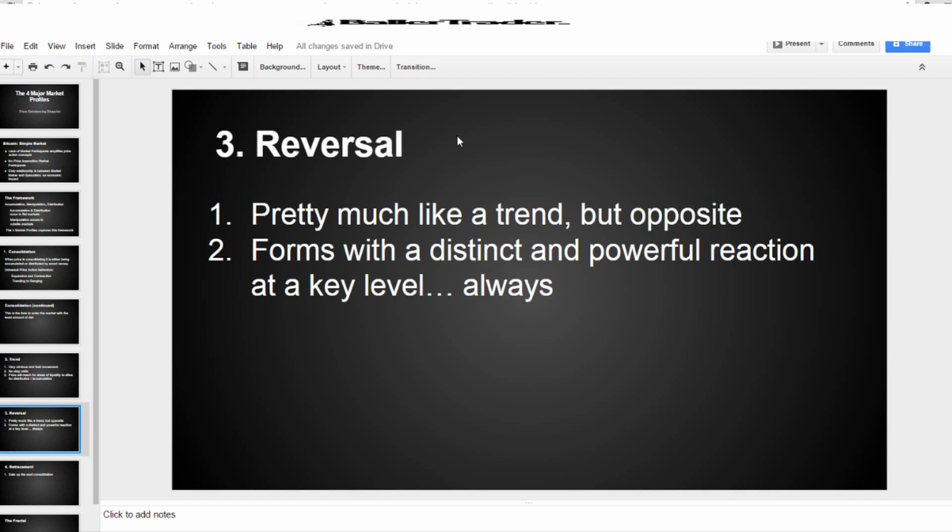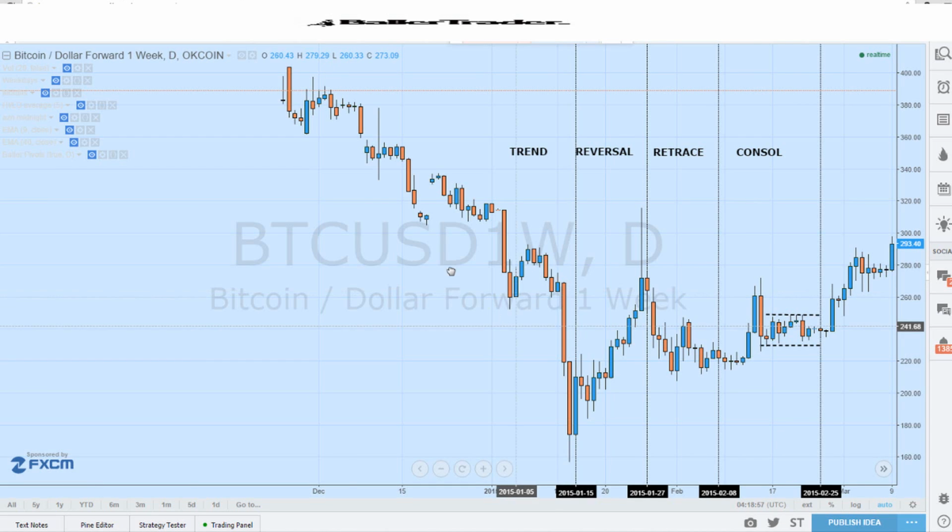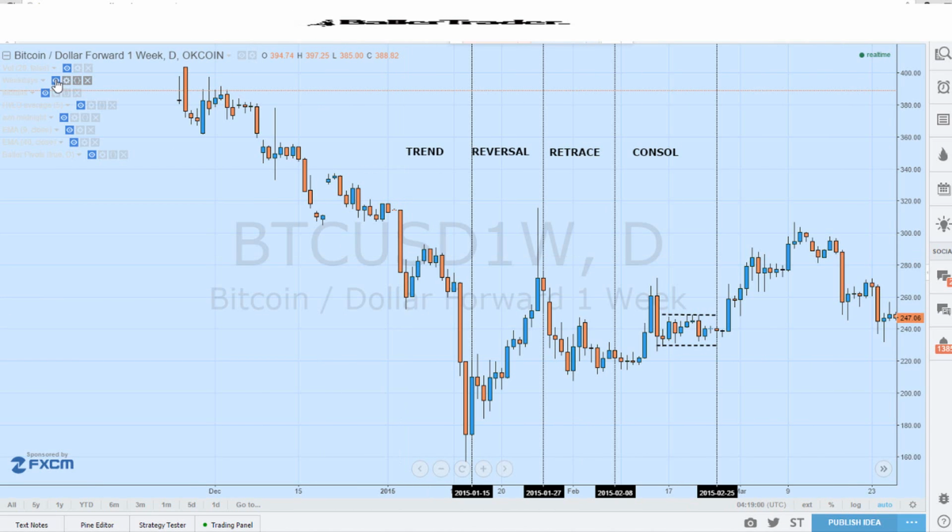The reversal market is pretty much like a trend, except the opposite direction. And the key to a reversal is that it forms with a distinct and powerful reaction at a key level, always. So what we mean by that is I like to use volume.